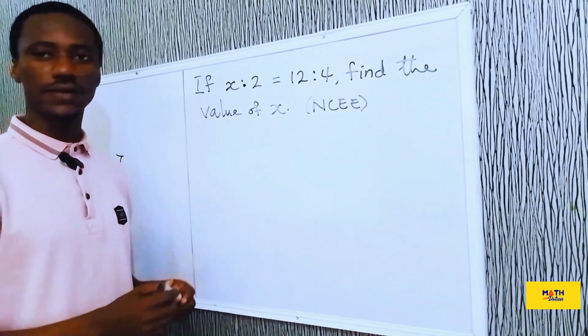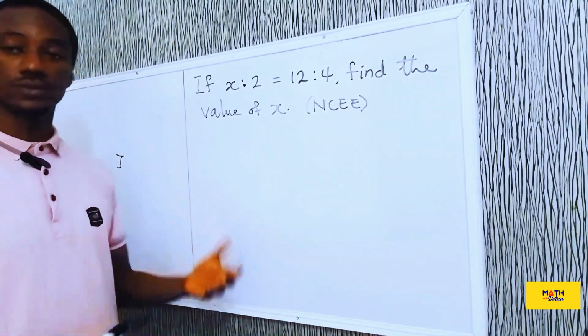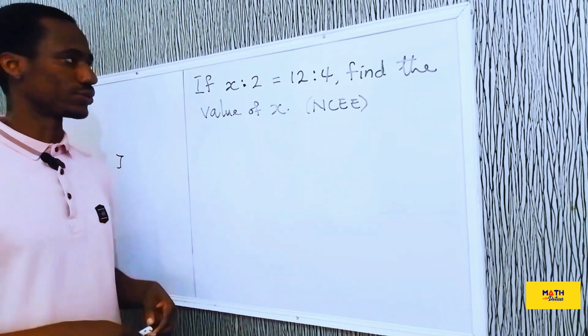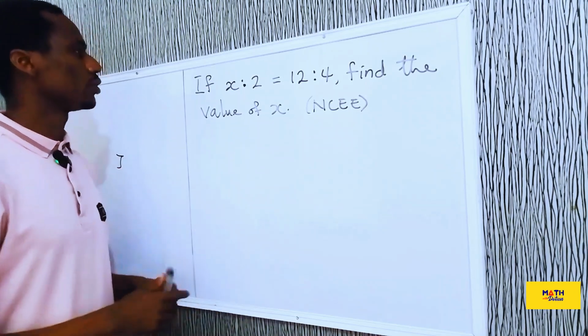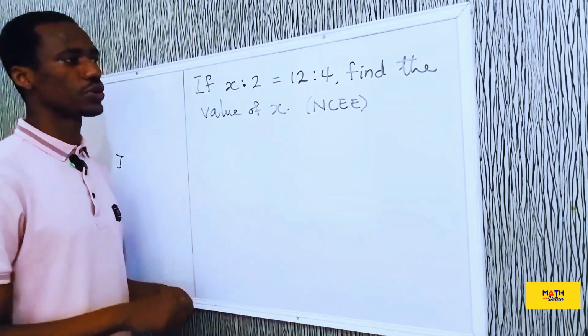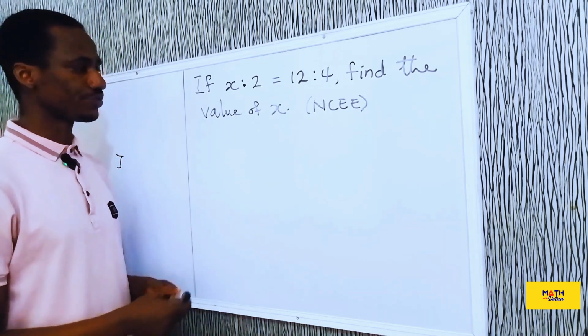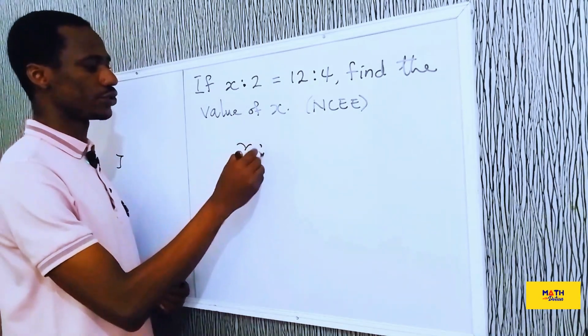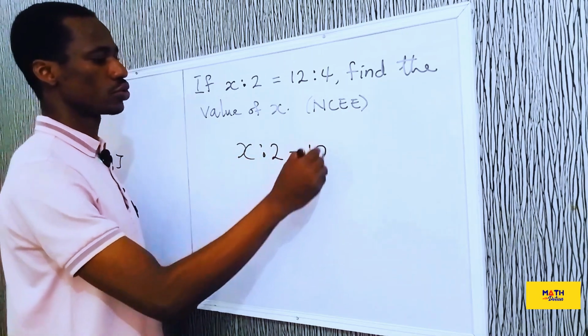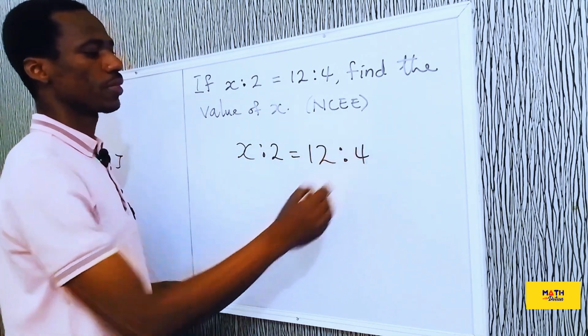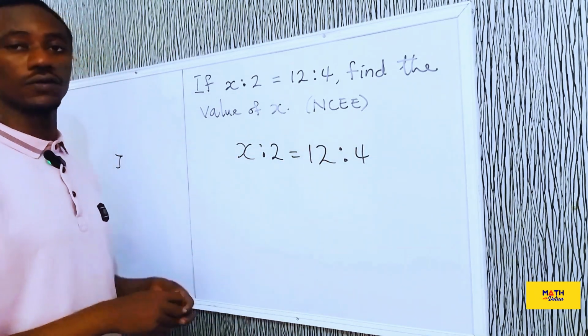Alright, we have another ratio question, a National Common Entrance past question. Okay, let's tackle it together. If x ratio 2 equals 12 ratio 4, find the value of x. If x ratio 2 equals 12 ratio 4, find the value of x.